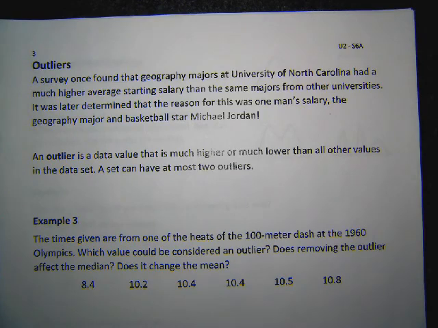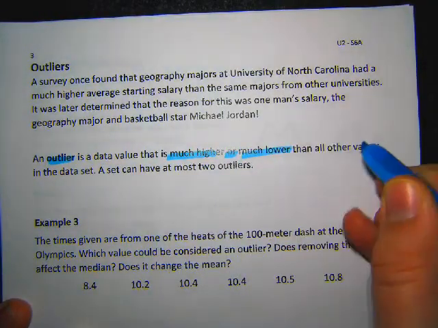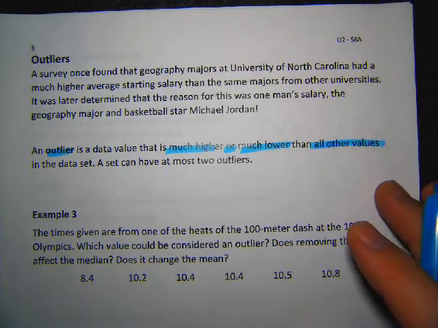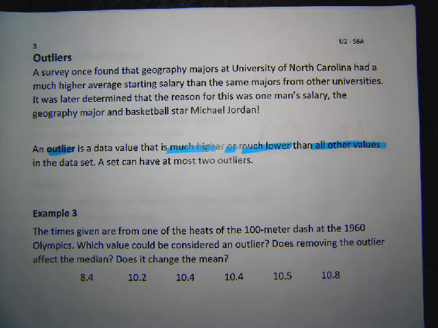So it's one value that's much higher or much lower than all other values. So Michael Jordan's salary is way higher than everybody else's. It doesn't have to be high, though. It could be very low. You can have the one geography major that got a really low-wage job because they couldn't find a job with their geography major or because they didn't want to. They decided to hate geography and went and got a part-time low-wage job. They could be an outlier on the bottom.